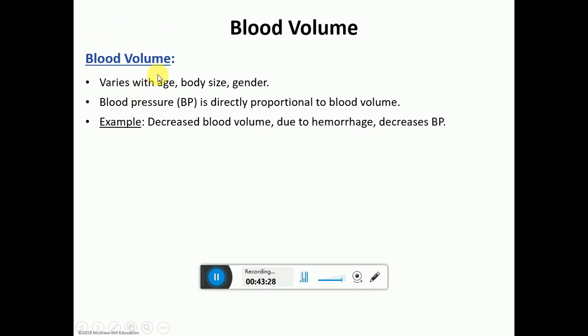It makes sense that if your blood volume goes up, okay, so instead of having 5 liters of blood, your body has 7 liters, that is going to obviously increase the blood pressure. And the opposite is true too. So decreased blood volume, for example, due to hemorrhaging, would decrease the blood pressure.